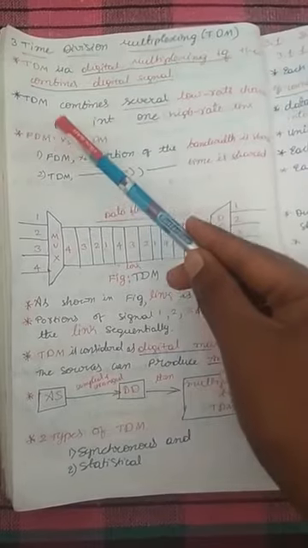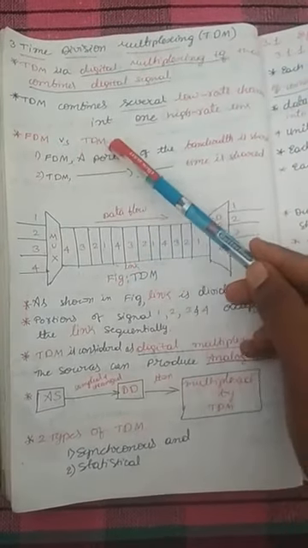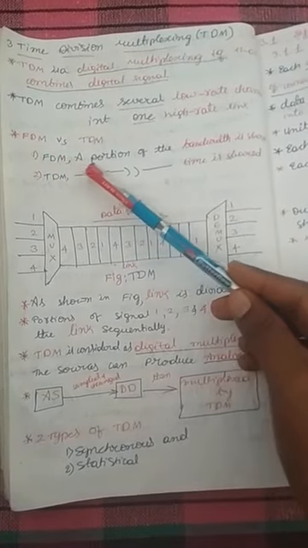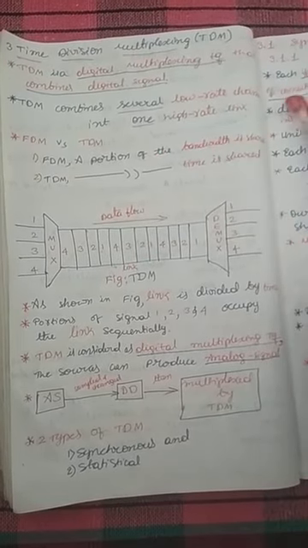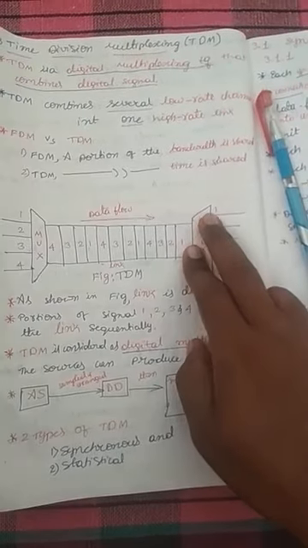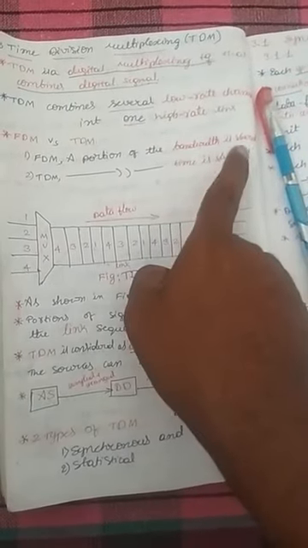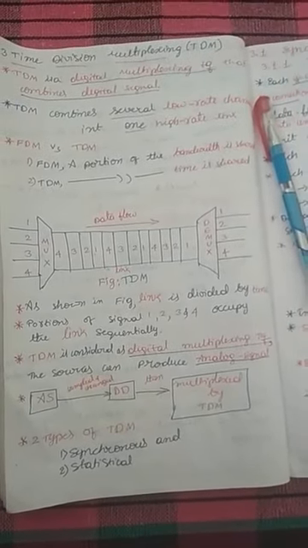Next, what is the difference between FDM and TDM? FDM means frequency division multiplexing. In FDM, a portion of the bandwidth is shared. In TDM, a portion of the time is shared. That is the difference between FDM and TDM.